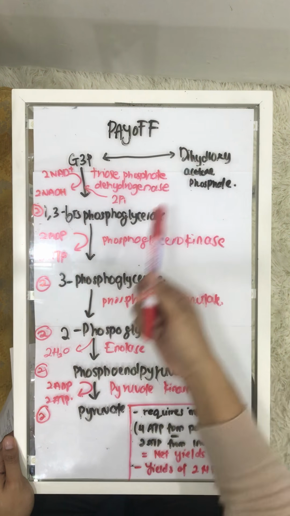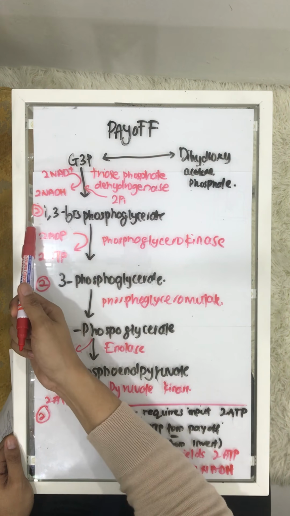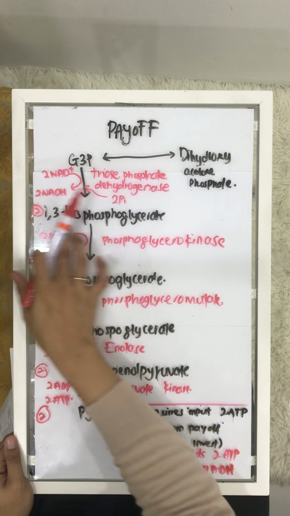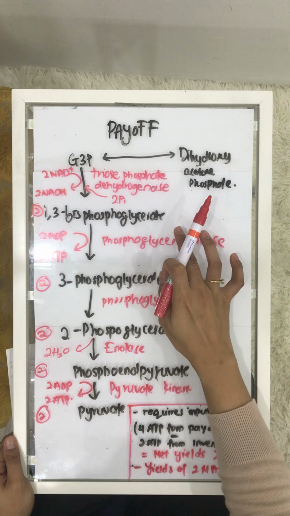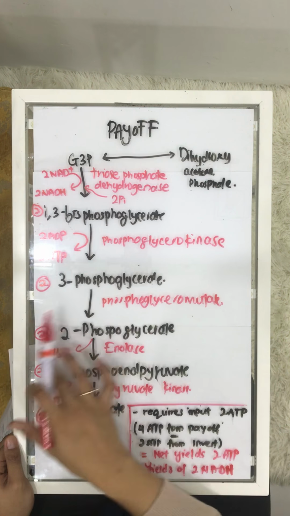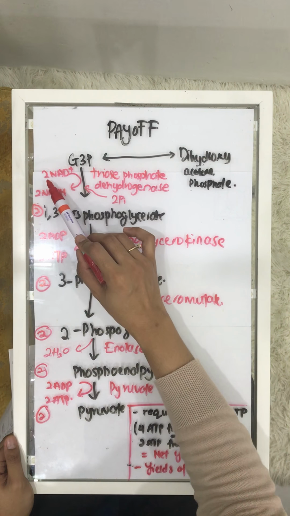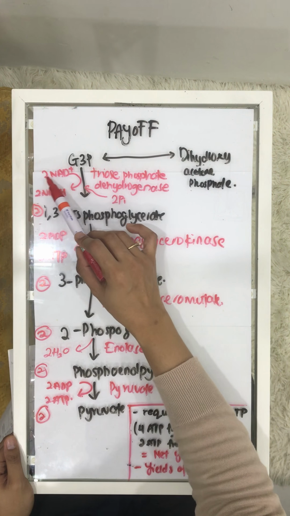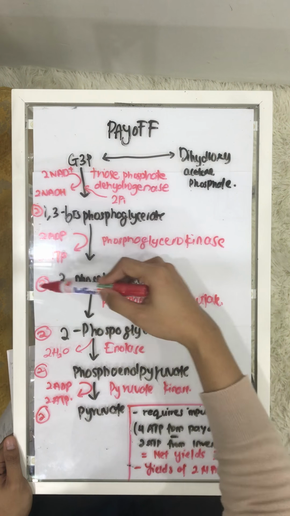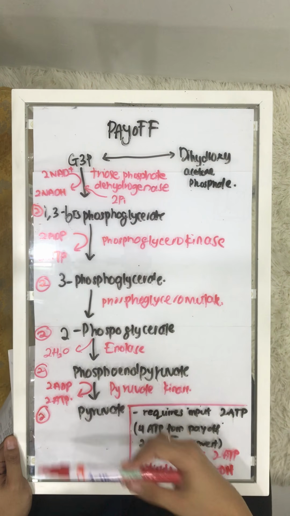As an example here, you can see the two in the circle means two molecules of 1,3-bisphosphoglycerate, two molecules of 3-phosphoglycerate, and then you can see that I wrote down the 2 NAD plus, meaning that this reaction happens twice.